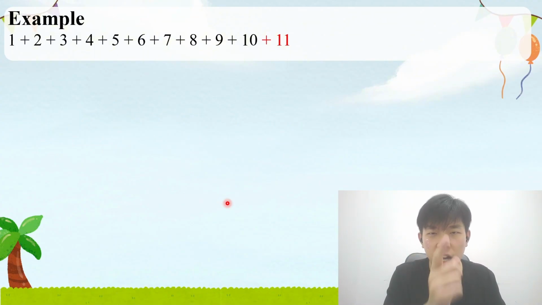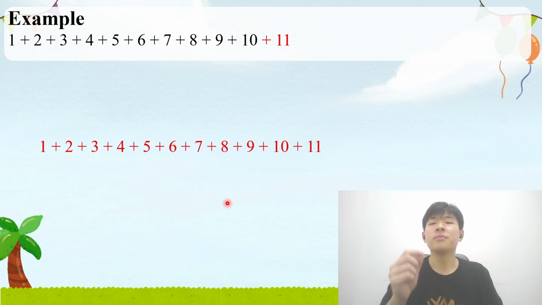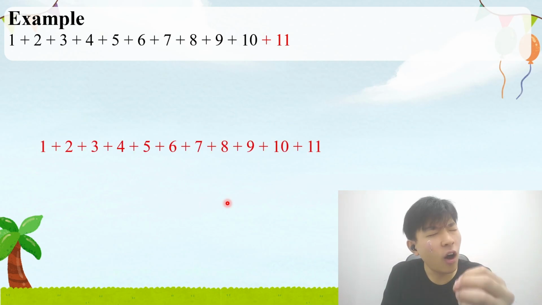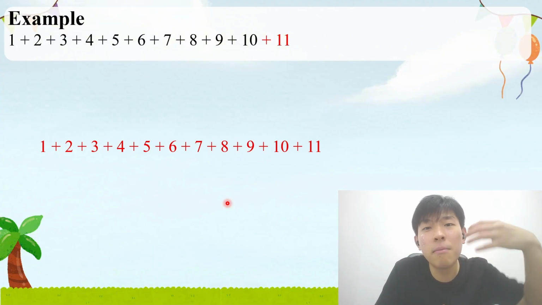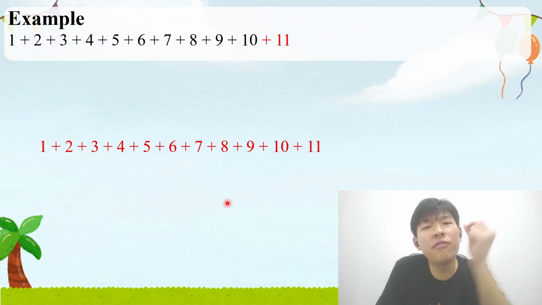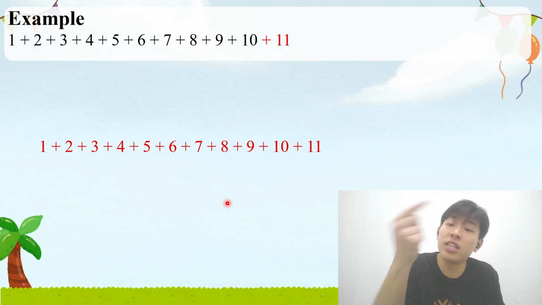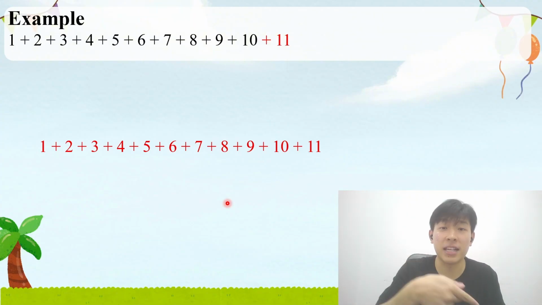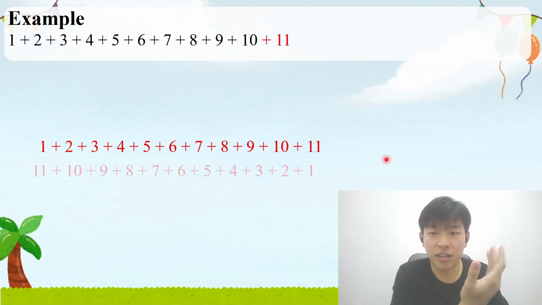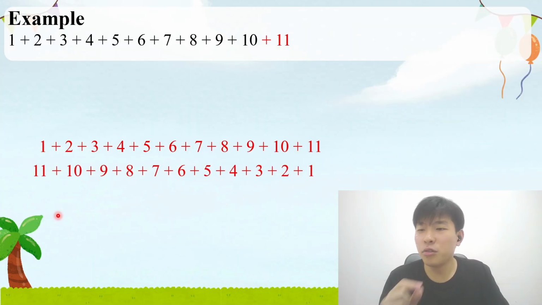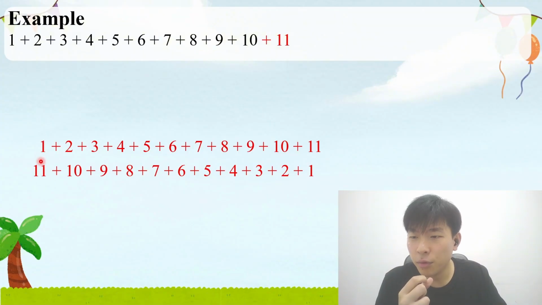Now, let's use the new method here. So, same. The concept is always the same. We want to convert this addition into a multiplication. How? By adding the first number and the last number. But instead of using arrows, 1 plus 11, 2 plus 10, I'm going to rewrite this whole sum in the reverse order, like this. So now what we have is that 1 and 11.